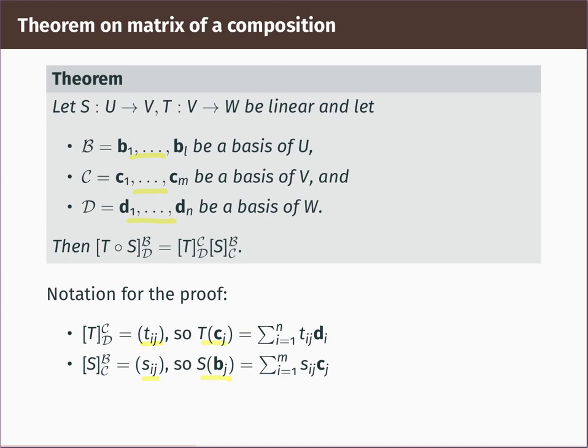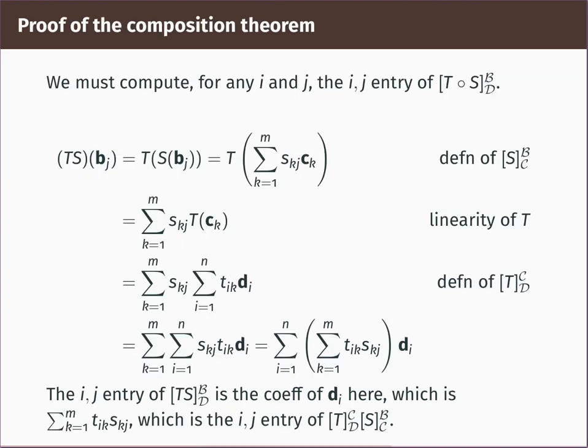Having fixed that notation, let's go and do the proof. What we will do is compute for any i and j the ij entry of the matrix of T composed with S with respect to initial basis B and final basis D, and we're going to see that what you get is the same as the ij entry of the matrix product of the matrix of T with respect to initial basis C and final basis D, and S with respect to initial basis B and final basis C. To figure out this ij entry of the matrix of T composed with S, what we're going to do is work out T composed with S at the jth basis element from the basis B.